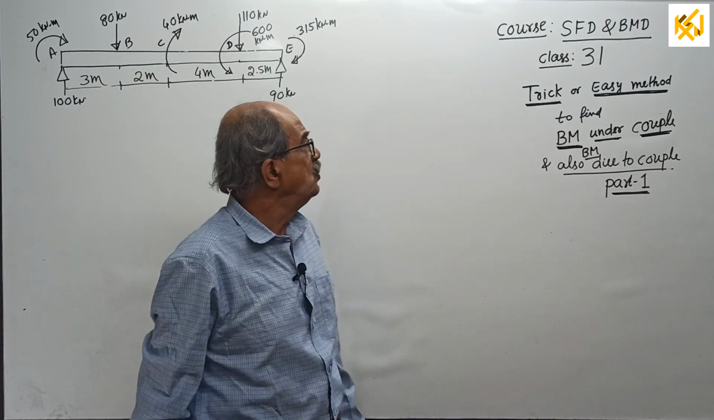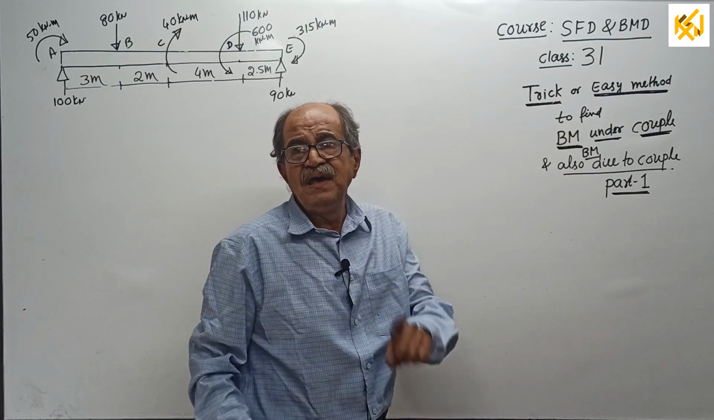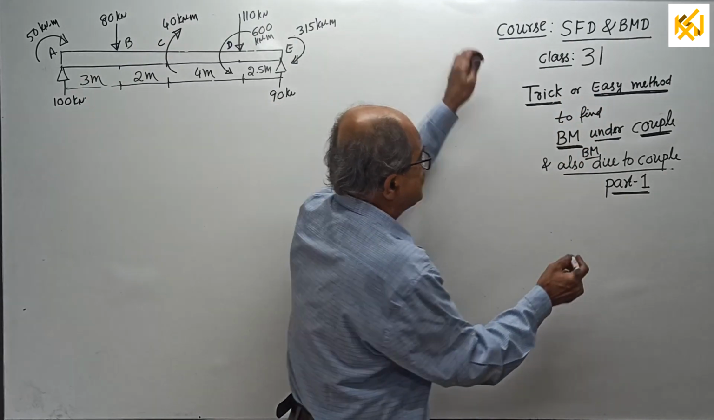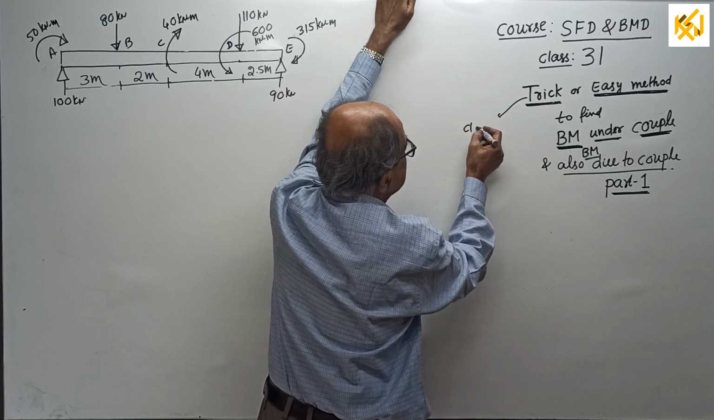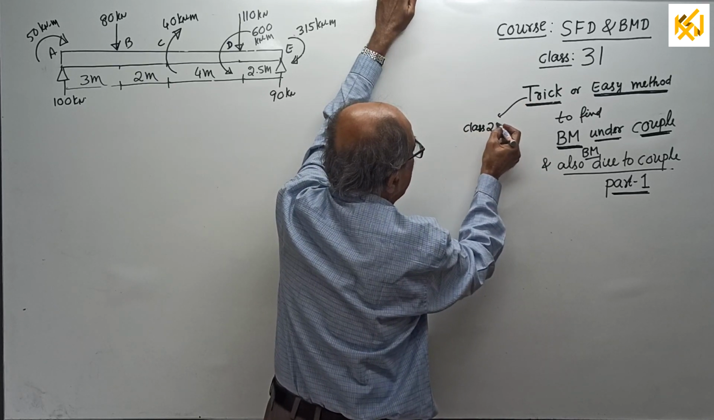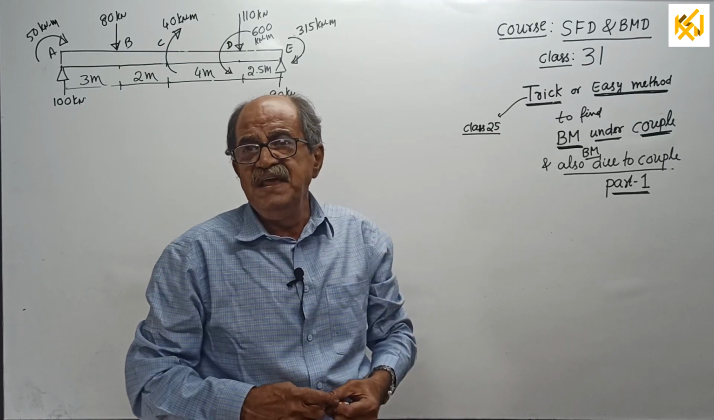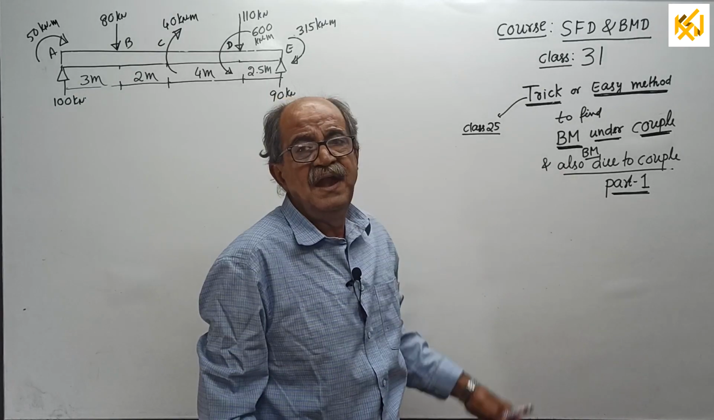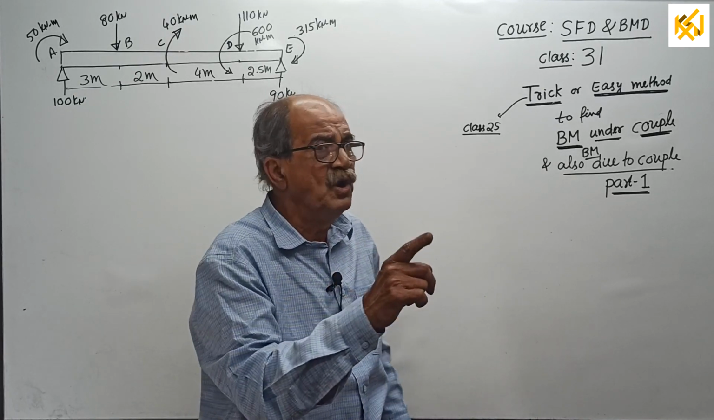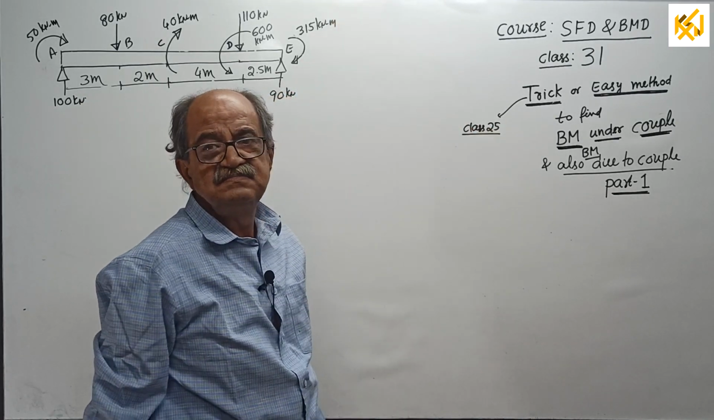Again I told, even those who want the trick, class number 25 is compulsory for them. For the trick, class number 25 is very important because that is where I told the sign convention. The same I am following now. So you cannot say later that something is not clear. If it is not clear, go to class 25, learn and come back.